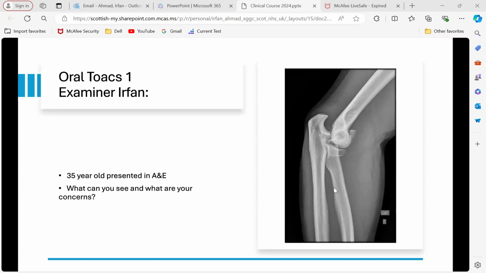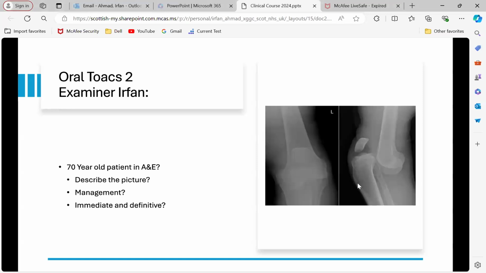What will you do for this patient? What will you fix? What is your sequence of fixation? I will start with the Kocher approach from the lateral side, and first of all, I will fix the... All right. So let's go to the next case. I'll come back.